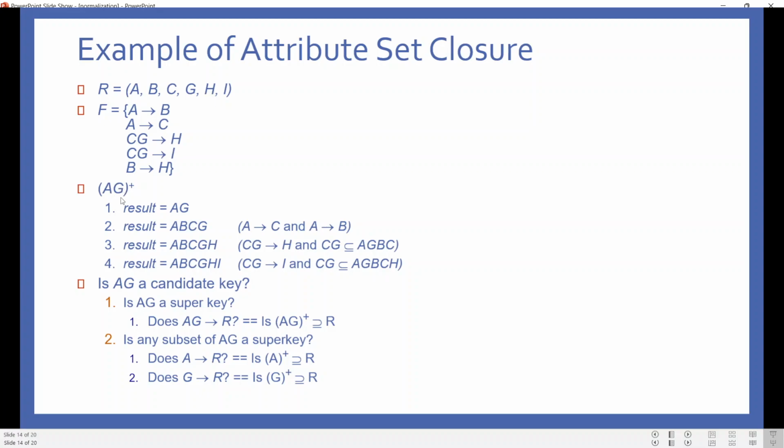Now let us see the second subset, G. By knowing G, can we determine the complete relation R? No. If you take the closure of G, you are not getting the complete relation.